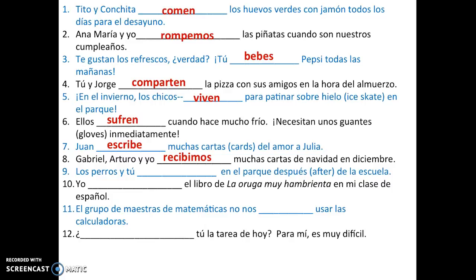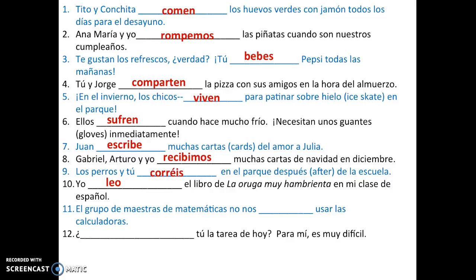Number 9, los perros y tú, the dogs and you, blank, en el parque después de escuela. So you do something at the park after school, corres. The dogs and you run, corres. Yo blank el libro de la oruga muy hambrienta en mi clase de español. So something about a book. I'm thinking it's read. Leo. Yo leo el libro.